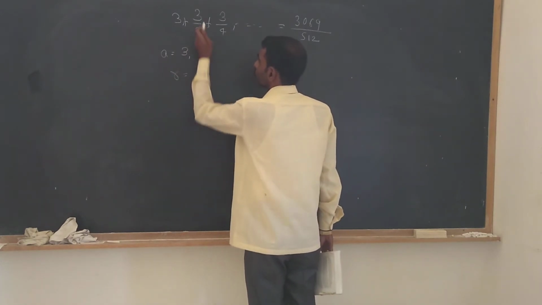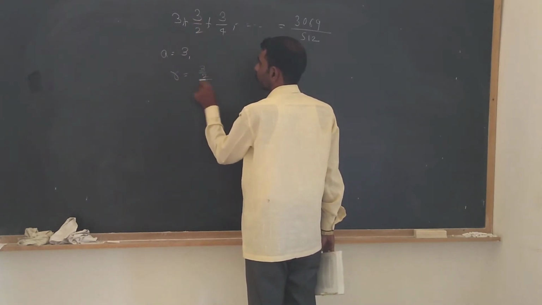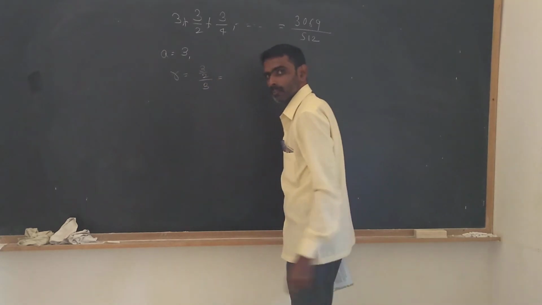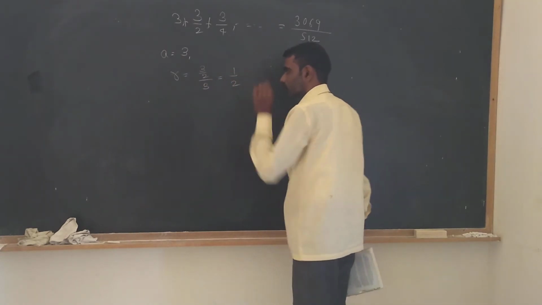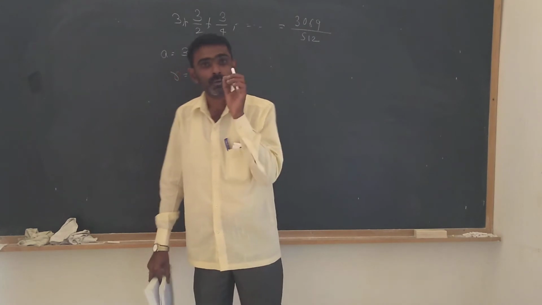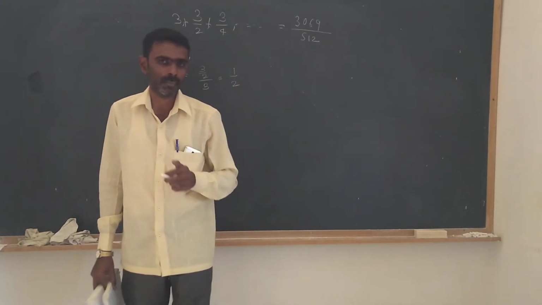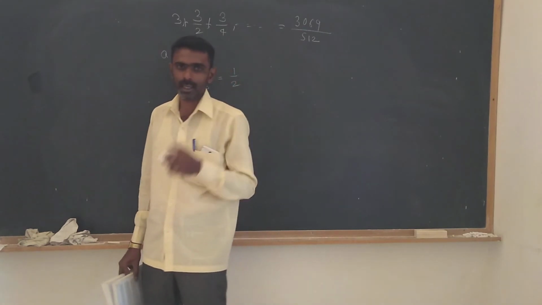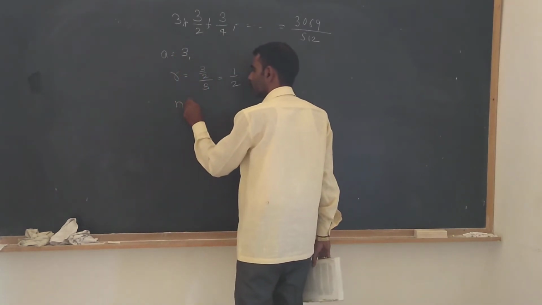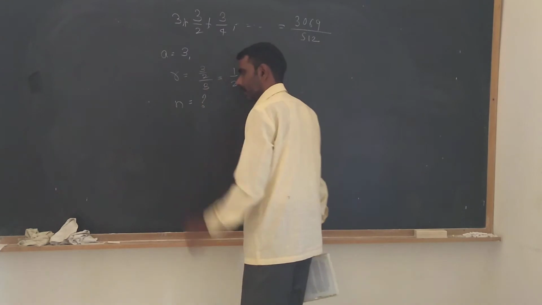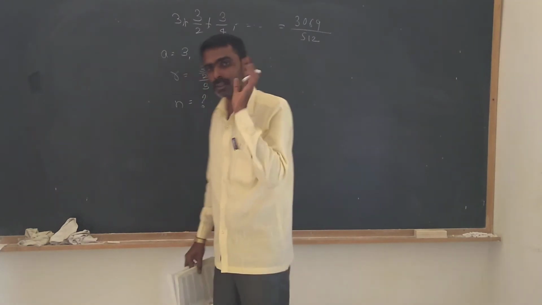R is equal to 3 by 2 divided by 3. That will be 1 by 2. The value of R is 1 by 2, and 1 by 2 is less than 1. Remember, 1 by 2 is less than 1. Here you need to find the value of n. So the value of n is how much?